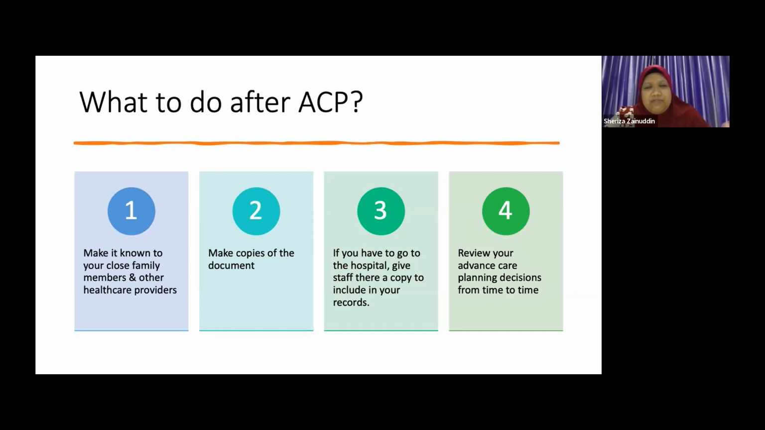But when we give this out to the patient and the healthcare providers, we must remember where these ACPs are, because there can be changes in the ACP, so make sure that it's in line and everybody is aware. And remember to review your advanced care plan decision from time to time, because it's an ongoing process. It's not static. It can be changed every time your health status changes.